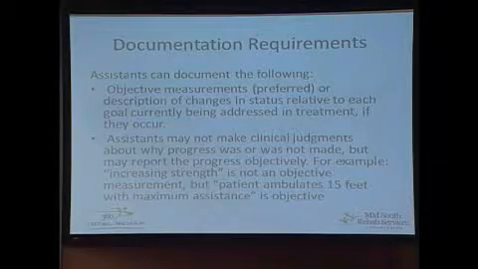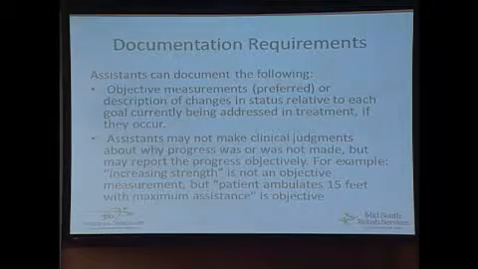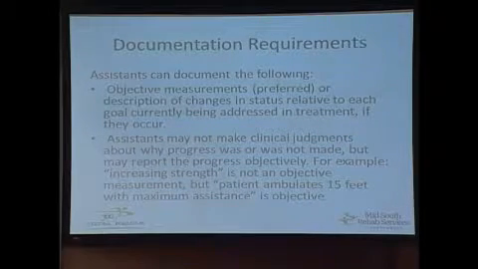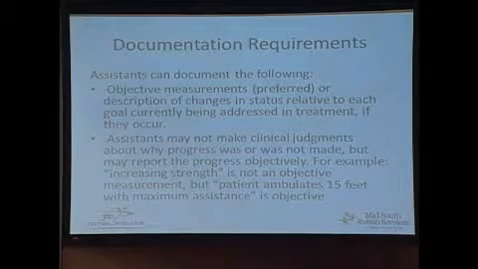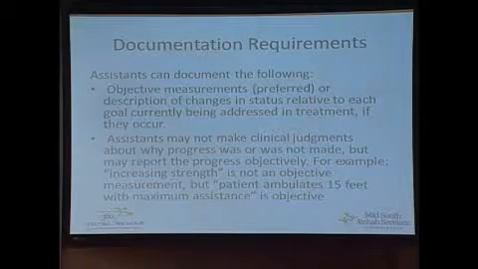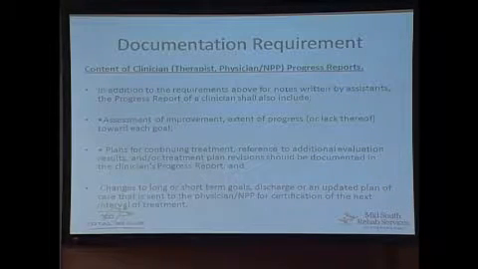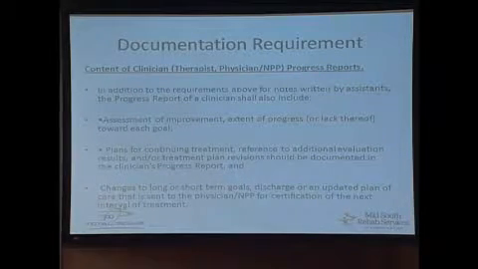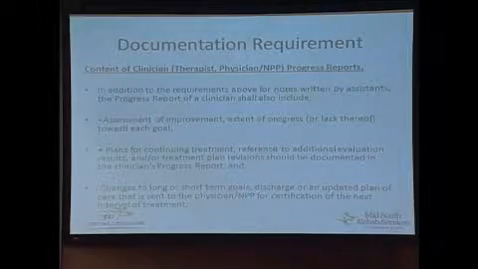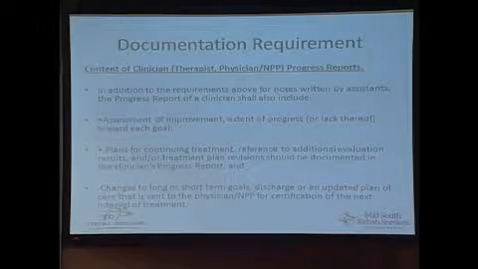Assistants may not make clinical judgments about why the progress was or was not made, but may report the progress objectively. For example, increase in strength is not objective, but patient at 15 feet with max assist is. Okay, the clinician, this is the part of the progress report that CMS says the clinician, the registered therapist, must document. The registered therapist must document any assessment of improvement, extent of progress, or lack thereof towards a goal.